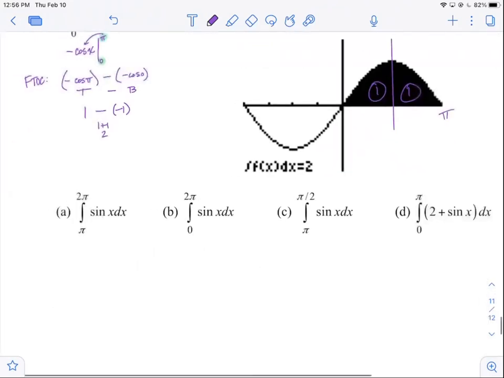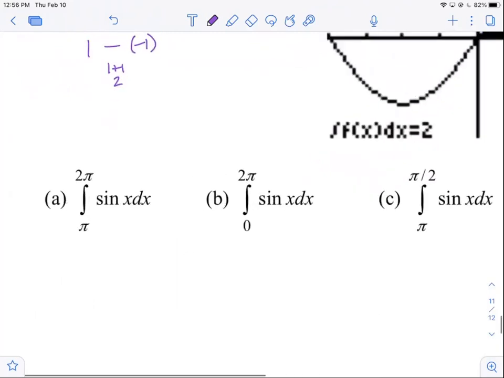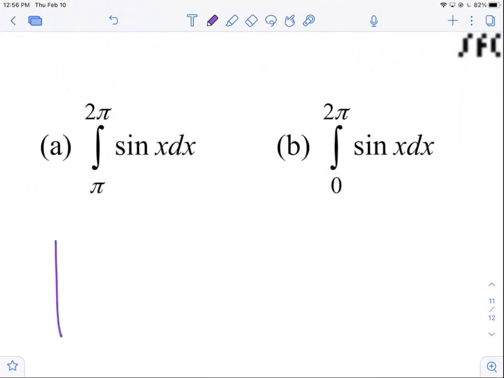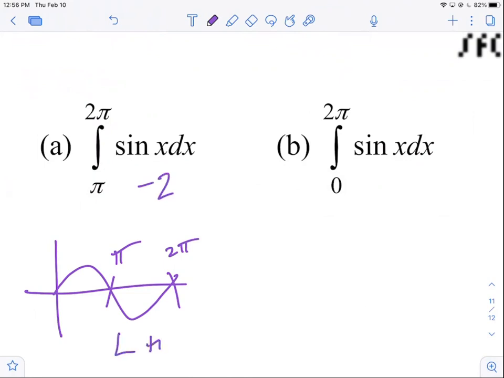Okay. Now, let's see then what would be the definite integral for sine of x from pi to 2 pi. Well, there's sine. Here's pi. Here's 2 pi. Would it be 2? It's -2. Because we're going from left to right. And where does it live, above or below? It's below. When your y values are negative, your accumulation is going to be negative.